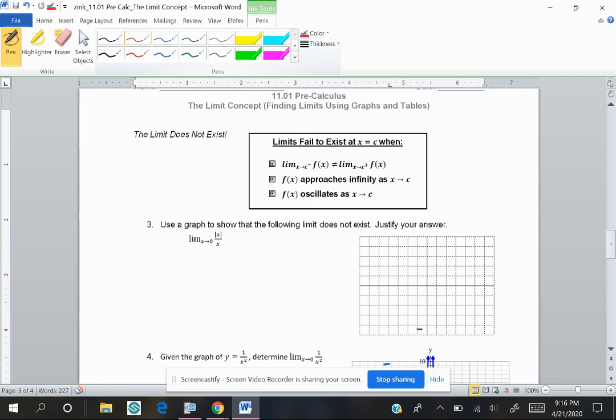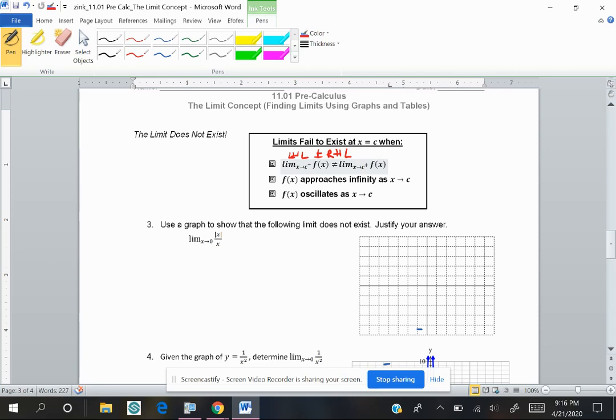All right, next we're going to talk about when the limit does not exist. So there are 3 situations when your limit may not exist. The limit fails to exist at x equals c when: Option 1 is the one we've already talked about, if the left-hand limit does not equal the right-hand limit. Option 2, if f of x approaches infinity as x approaches c. We briefly talked about this one on that first question, part G, where we said the limit did not exist because the graph was going towards infinity. So anytime it approaches infinity, the limit does not exist.